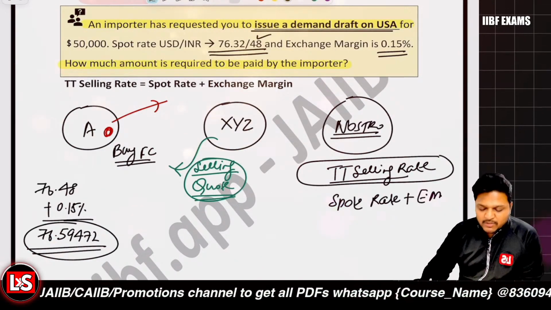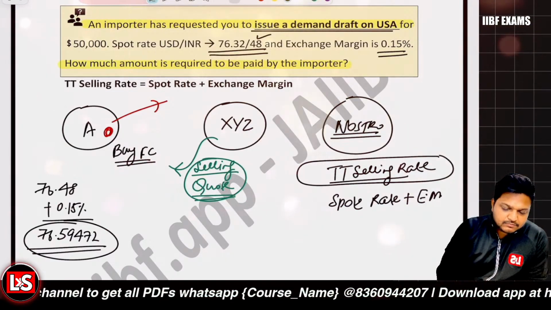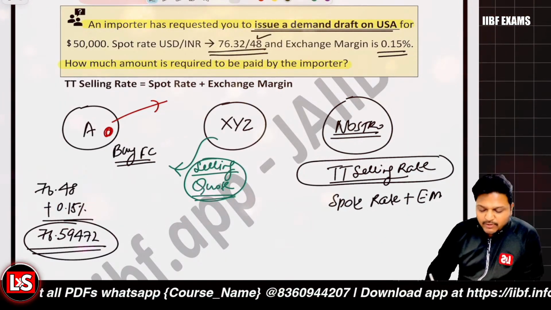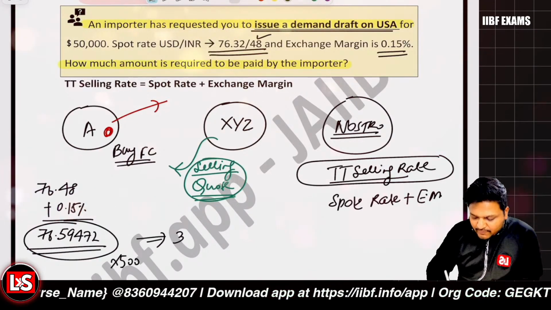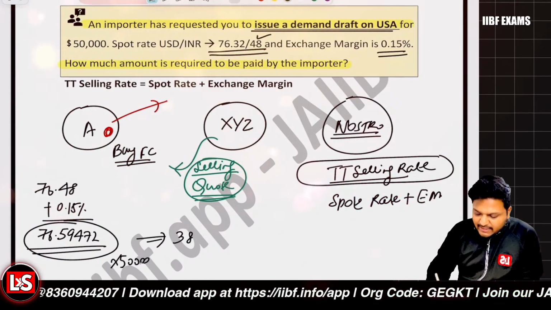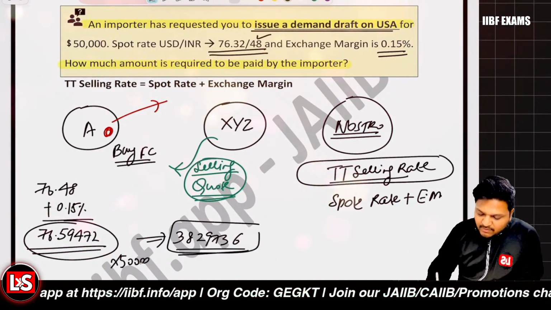And how much amount is required to be paid by the customer? Multiplied by 50,000. So multiplying it with 50,000 basically gives us 38 lakh 29,736. This amount is payable by the customer.